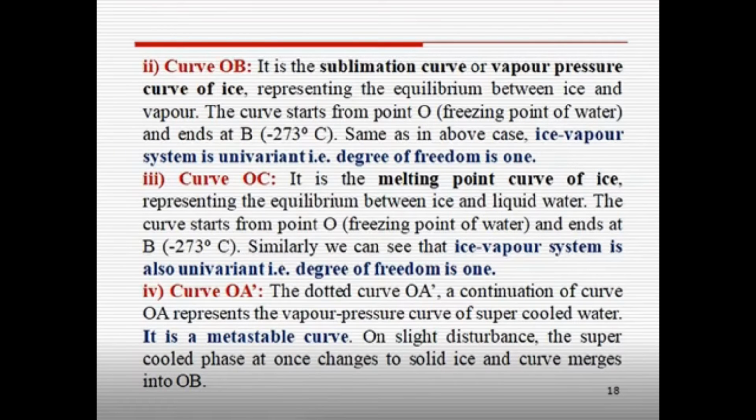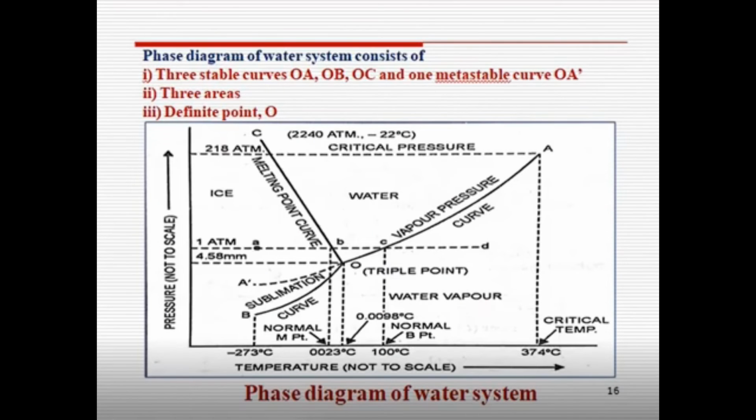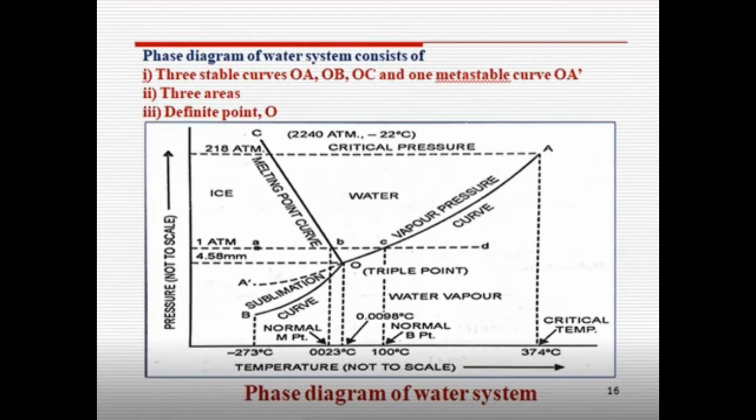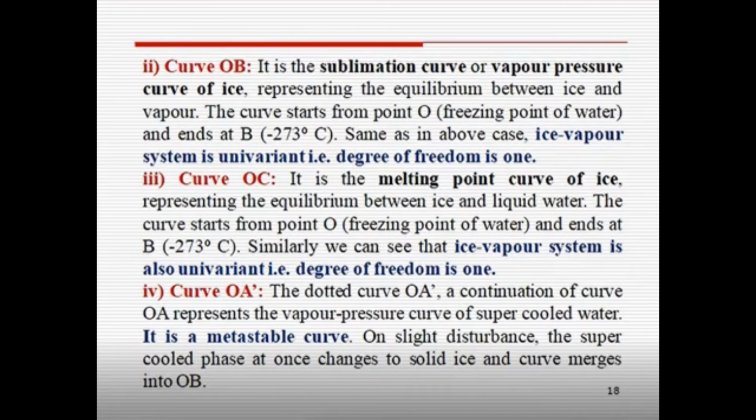Next, we will discuss curves OB and OC. Look in the diagram. The curve OB gives the equilibrium between vapor phase and ice phase, that is solid phase. So it represents the sublimation curve or vapor pressure curve of ice. The curve starts from point O, that is the freezing point, and ends at B, that is minus 273 degrees Celsius. As in the case above, the ice vapor system is univariant. That is, we require only 1 degree of freedom to define the system.